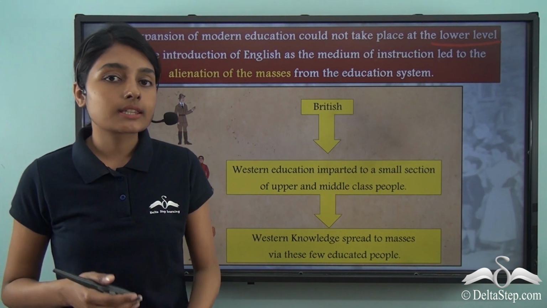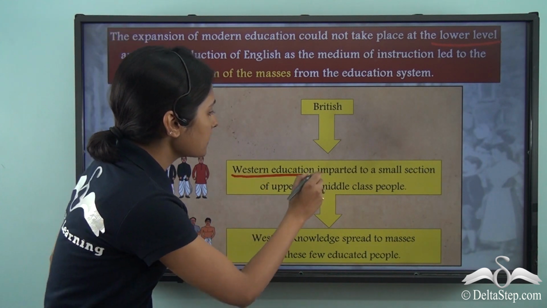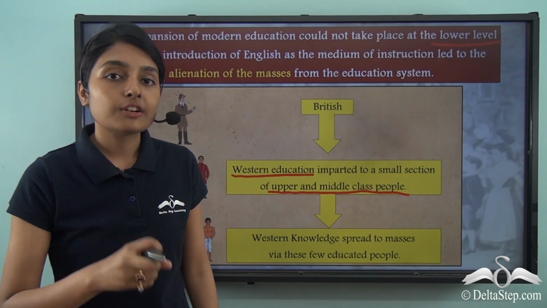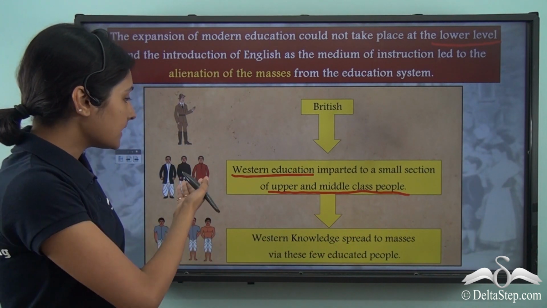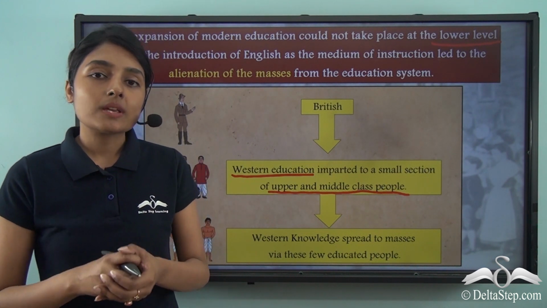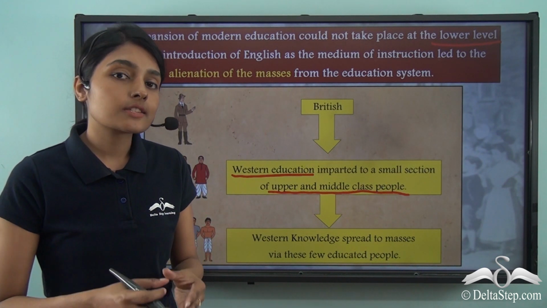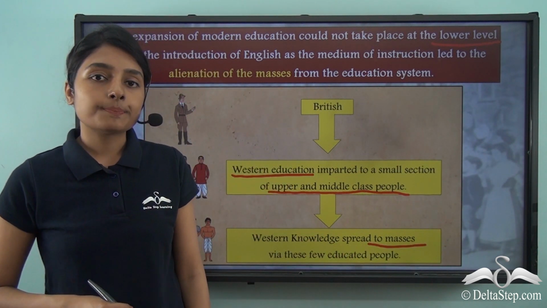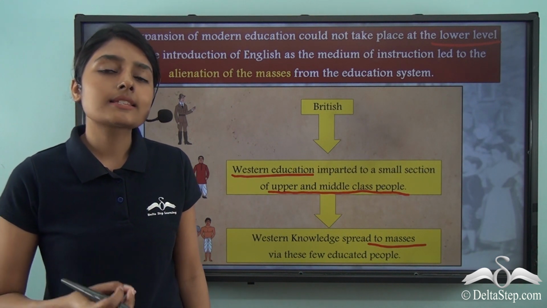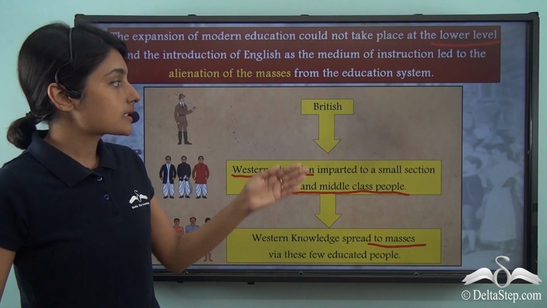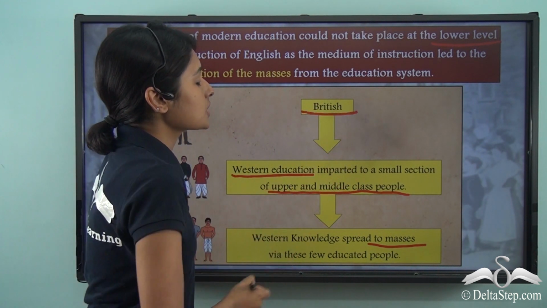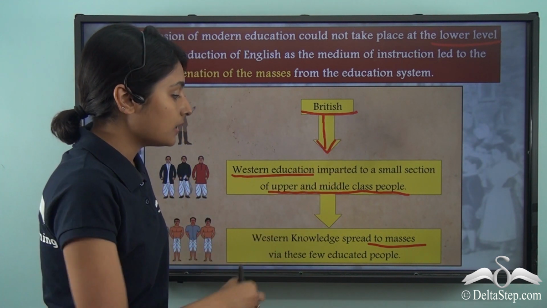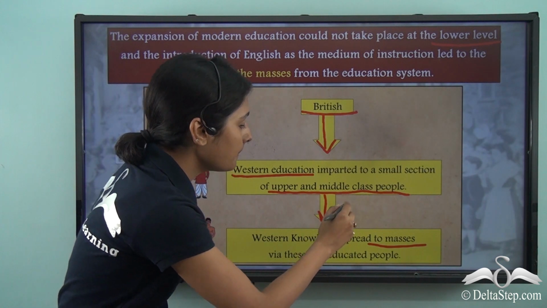The Britishers thought that they would impart Western education to a small section of upper and middle class people who could afford the same. And then these people who were trained in Western education would further pass on this knowledge to other masses in the population. Now this theory came to be known as the downward filtration, because knowledge or Western education was supposed to filter down from the Britishers to these middle class people, from whom it would spread to the masses.